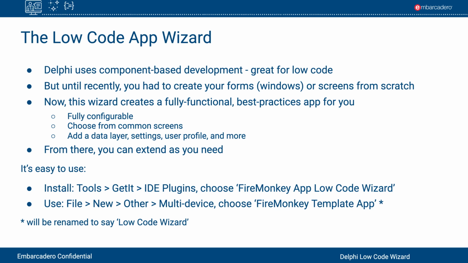It's very easy to use. You can find it in our GetIt package manager. That's in the tools menu. Open GetIt, and then in the IDE plugins section you choose FireMonkey app low code wizard. Once it's installed, you go to the file new menu. There's another option that opens a dialog, and then you can choose FireMonkey template app. And we're actually planning to rename that to say low code wizard, which I think is a clearer name. So by the time you watch this webinar, it may simply be low code wizard.